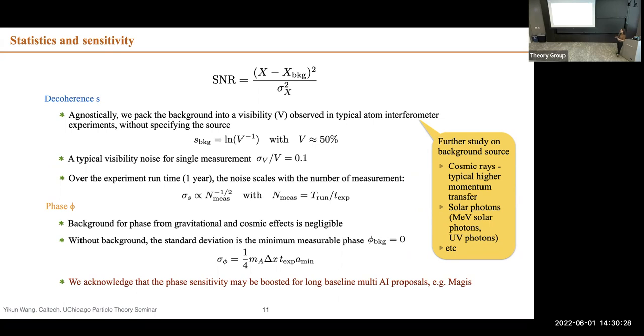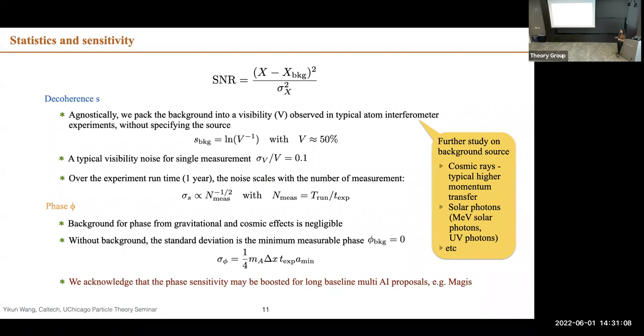For the phase, actually, the phase doesn't receive a lot of background from either gravitational or cosmic effects. So we treat the phase as a zero background estimate. In that case, the standard deviation will be determined by the experimental sensitivity to the phase, and that sensitivity is quoted from the experimental papers. They typically write it as a minimal acceleration they can measure, since they think the phase shift is associated with acceleration of the clouds. That's how they quote their sensitivity, and that translates into the standard deviation of the phase using this formalism.